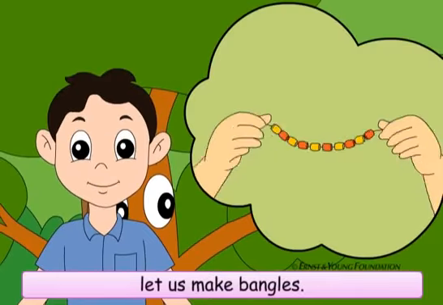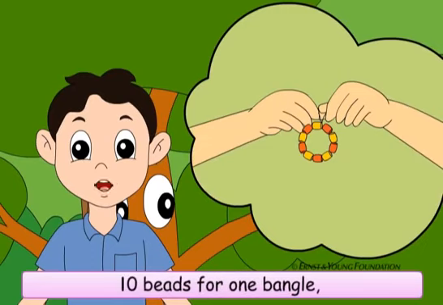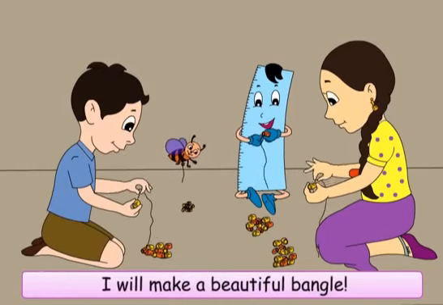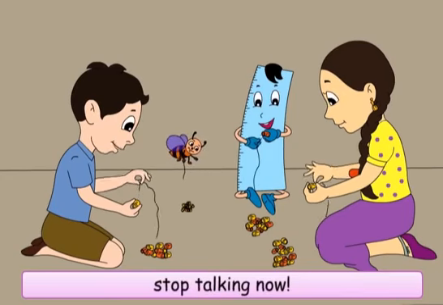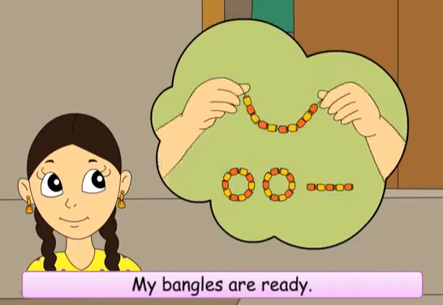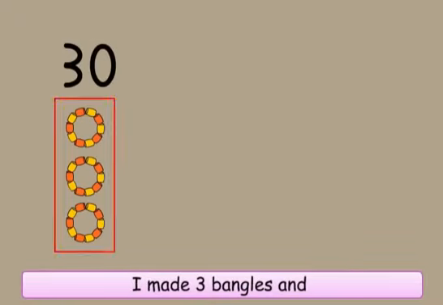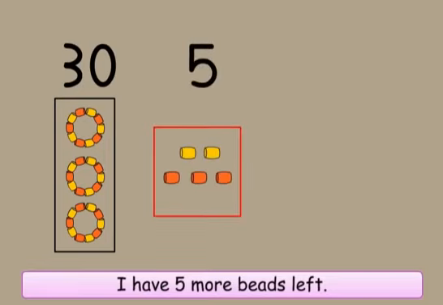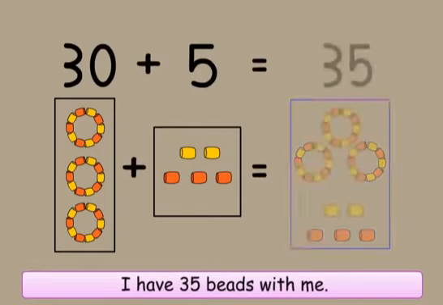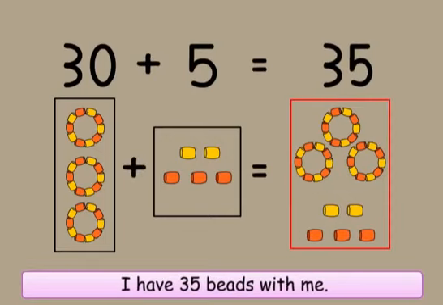Okay, let us make bangles. 10 beads for one bangle, okay? Okay, I will make a beautiful bangle. Buzz, stop talking now. Make your bangles fast. My bangles are ready. I made 3 bangles and I have 5 more beads left. So, I have 35 beads with me.